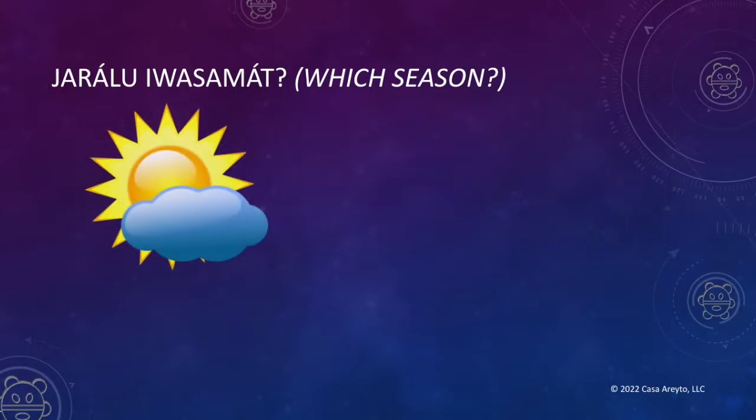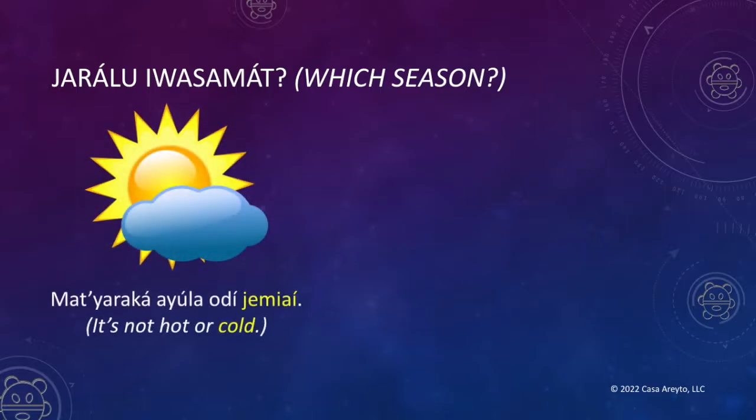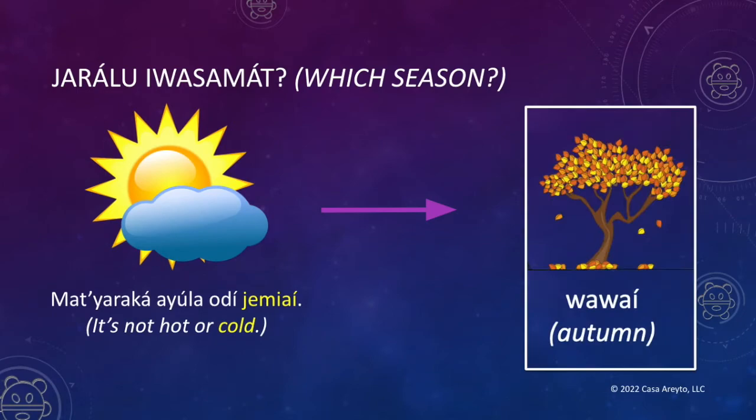Okay, let's take a look at the weather. I see a word that is highlighted. That means it's new to us, and the word is hemiai, cold. Now let's read the sentence. Mat yaraka ayula odi hemiai. It's not hot or cold. Can you answer the question, Haralu iwasamat, which season? That's correct. Wawai, autumn or fall.